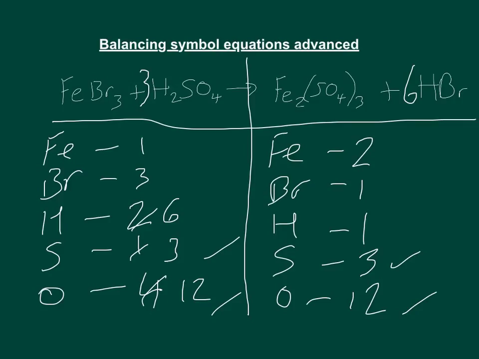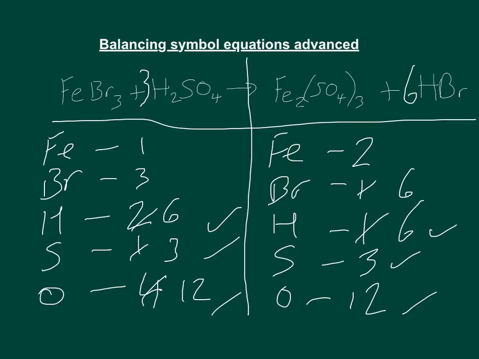Same as before, following the rules, make sure you're being consistent. Recount the atoms that are involved. So we've now got 6 hydrogens and we've got 6 bromine atoms. And that means that our hydrogens are balanced, but the bromines are now not balanced.